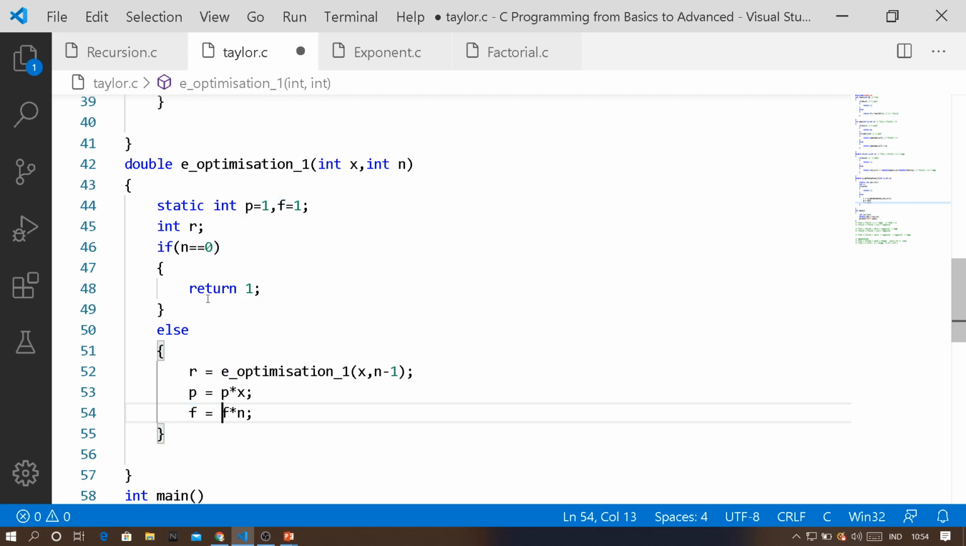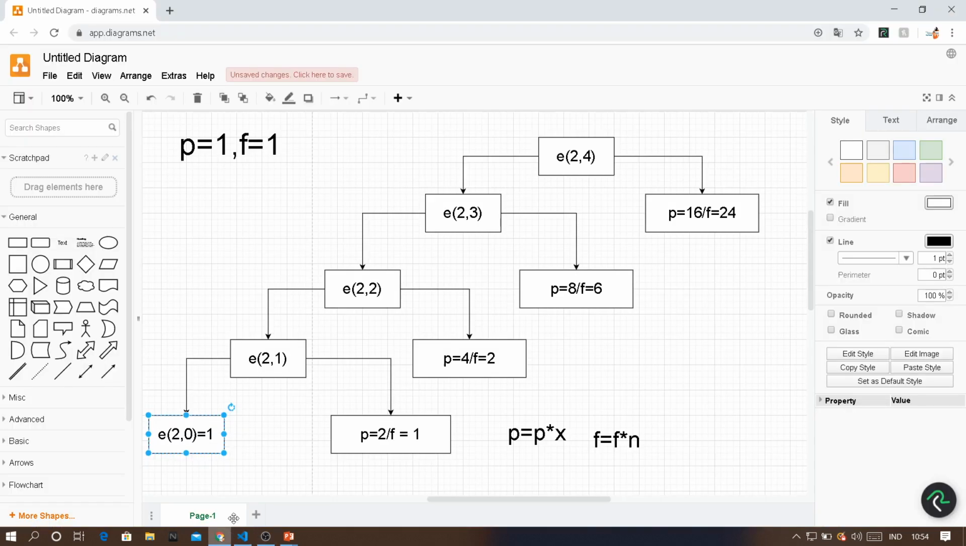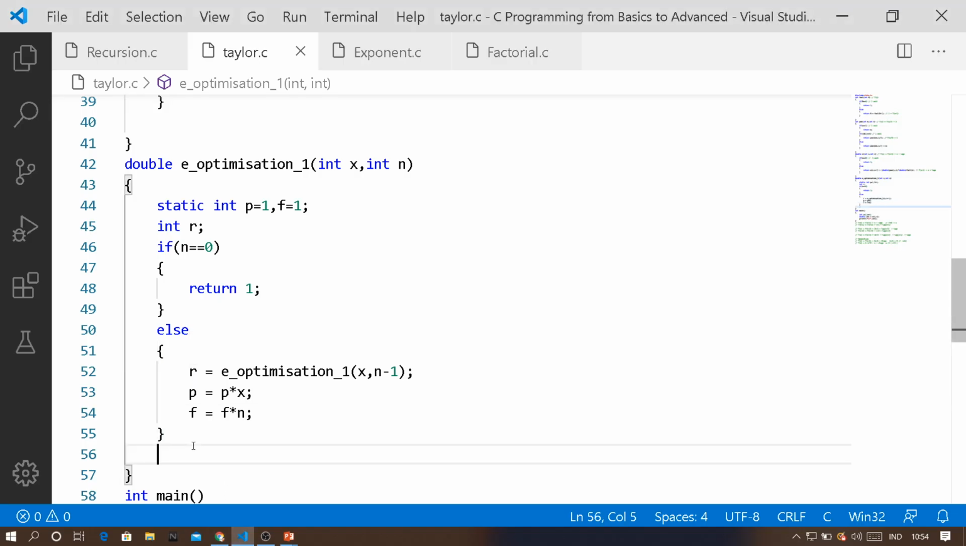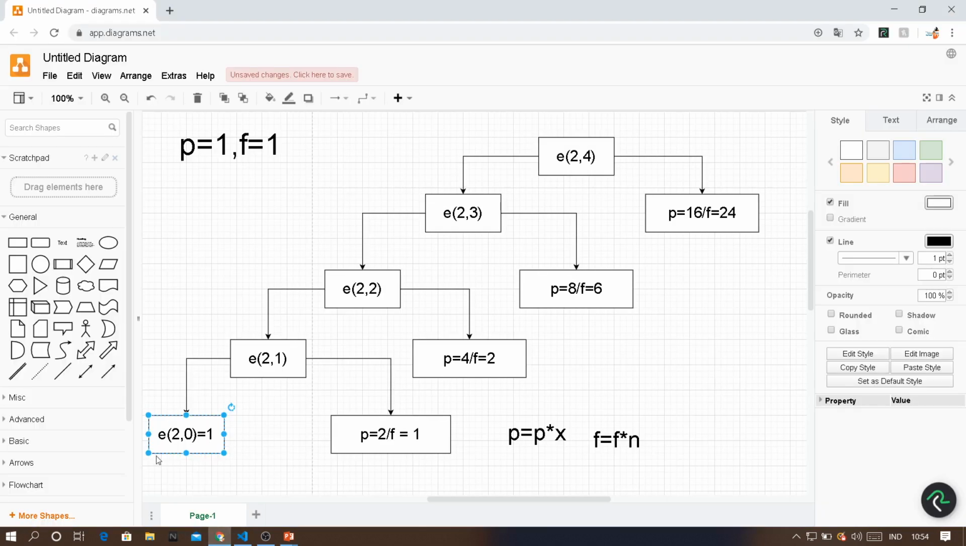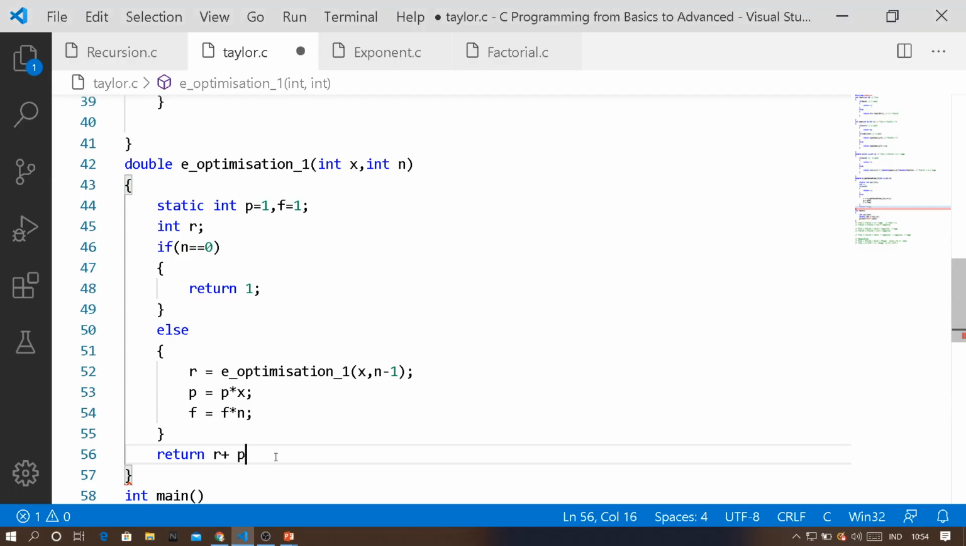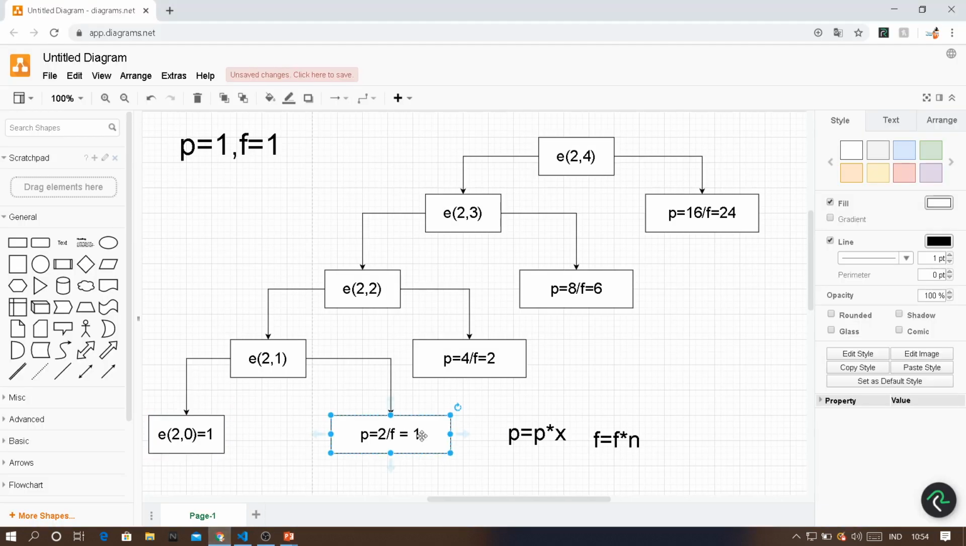Okay, then what has to happen? After finding the p and f value, first of all, you have to divide p and f, and whatever the resultant value, you have to add it with this recursion call. The answer of this recursion call is already stored in the variable called r. So we are going to return r, the answer of the recursion call, plus p divided by f.